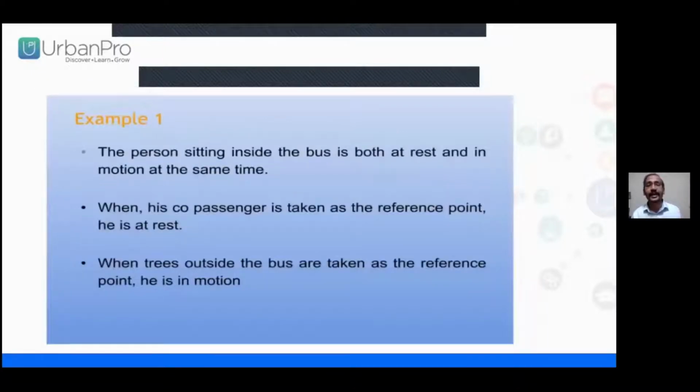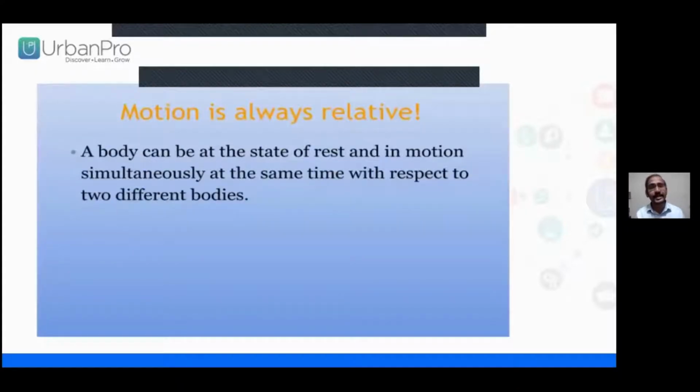Yes. Now, there are a few examples. The person sitting inside the bus is both at rest and in motion at the same time. When his co-passenger is taken as the reference point, he is at rest. When trees outside the bus are taken as the reference point, he is in motion. So motion is always relative.